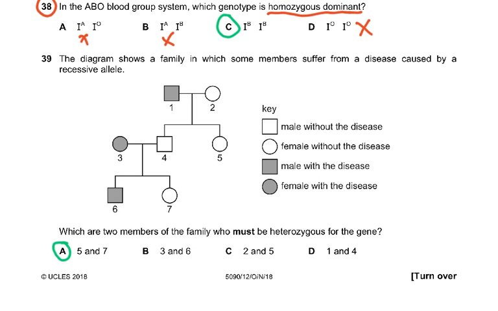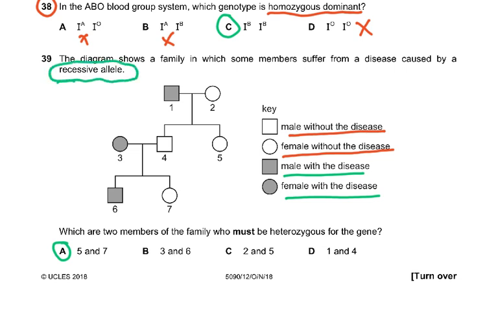Then coming on to question number 39, the diagram shows a family in which some members suffer from a disease caused by a recessive allele. Now there's a very interesting way how you do this question. You look at male without the disease, then female without the disease, then male with the disease, and the female with the disease caused by a recessive allele. So the people with the disease will all be small a, small a. You can give any letters to it, but I'm just giving you this letter. The person without the disease would be big A, or could be big A, small a. So if you look at the people with the disease, these are all small a, small a. You write that on the pedigree chart.